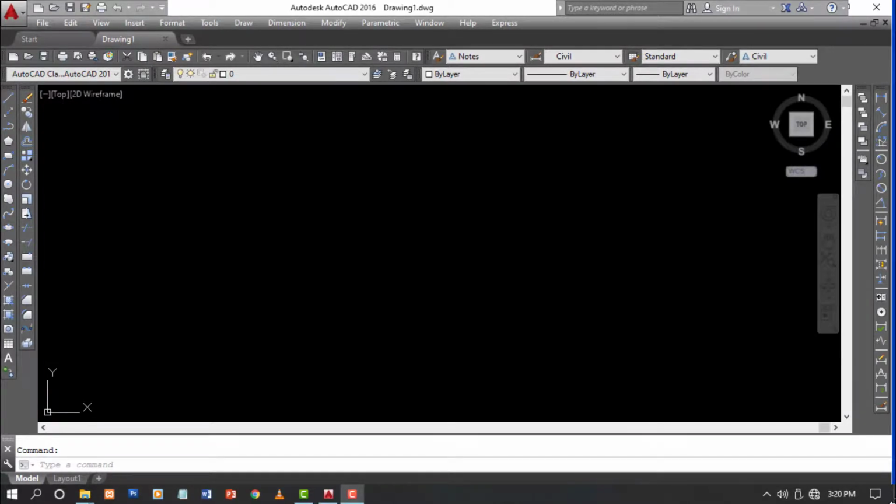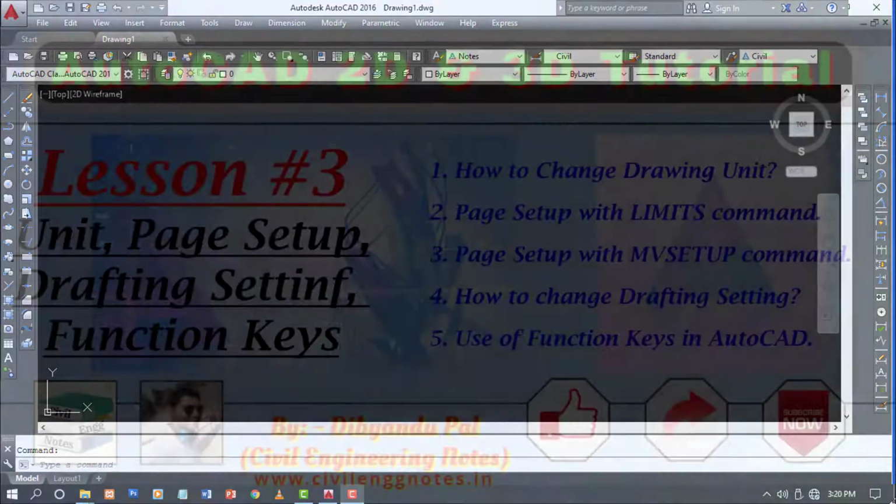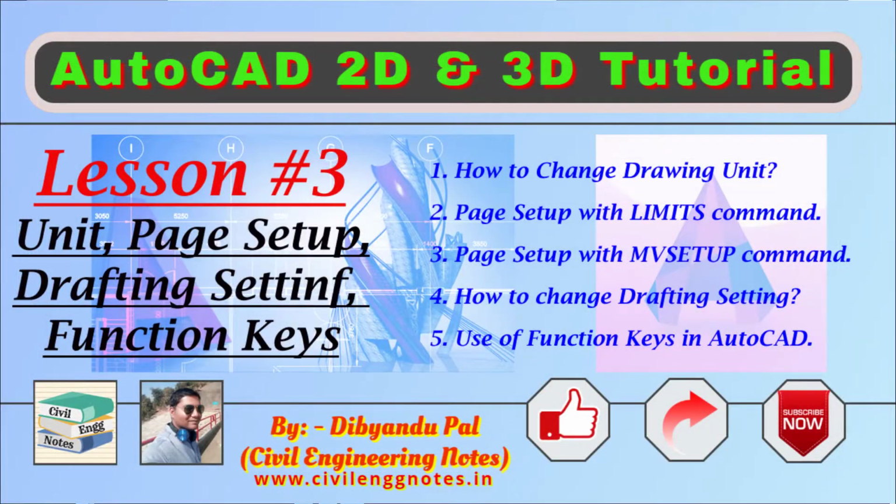That's all for today, guys. In our next video, we will learn how to change drawing unit, how to set up a page with limits command and MVSETUP command, how to change drafting settings, and what are the uses of function keys in AutoCAD.